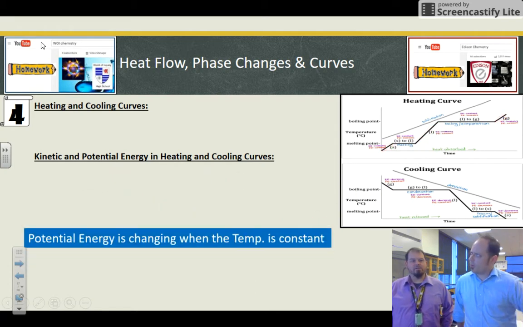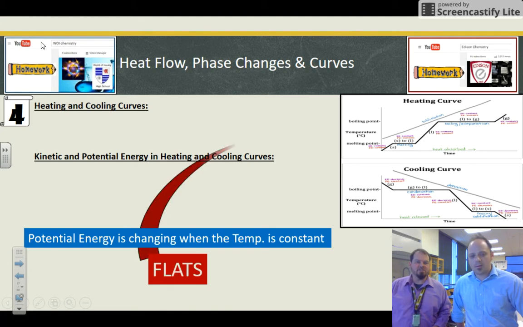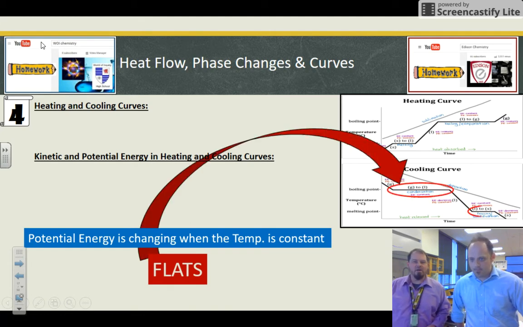And then now there's potential energy changes, and this is when the temperature is constant. Because remember, I'm adding heat, but the temperature is not going up. So where's all that energy going? It's going into changing the phase, which means the potential energy is changing. And this is specifically on the flats. Wherever it is on these horizontal lines, we call them the flats.